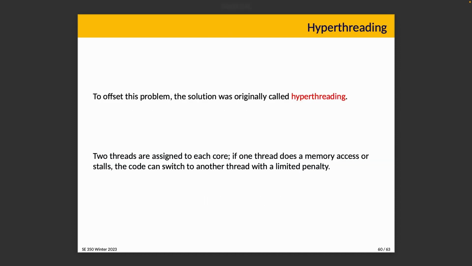This other solution is originally called hyperthreading, or at least that's what Intel called it. Whether you want to call it something else is kind of up to you. What we're going to do is assign 2 threads to each core. Each thread is running independently, and from the point of view of the operating system, it's treated as if there are 2 cores. But if one thread does a memory access or stalls, the code can switch to the other thread that's ready with a limited penalty.